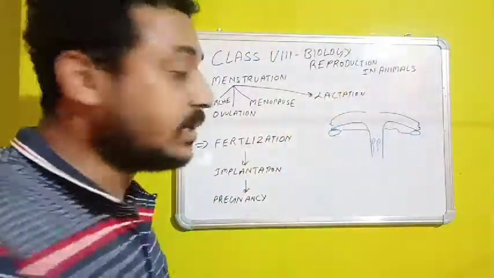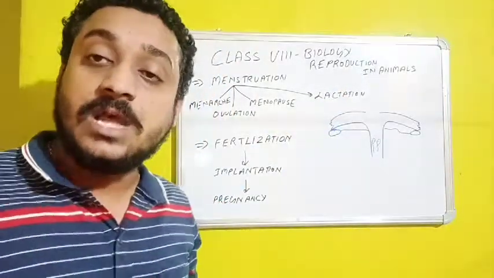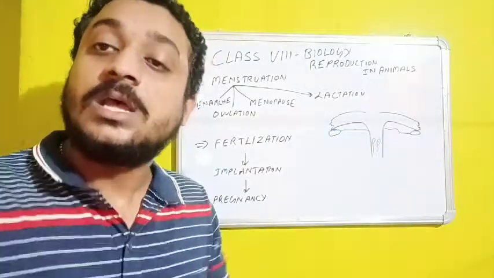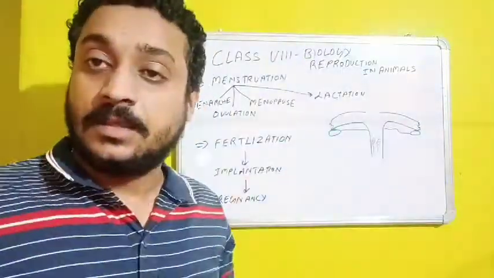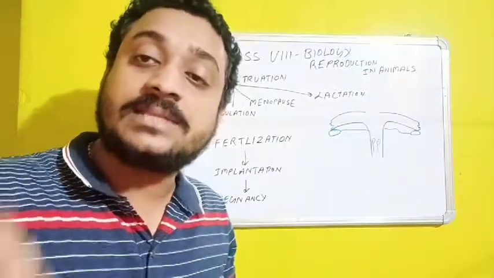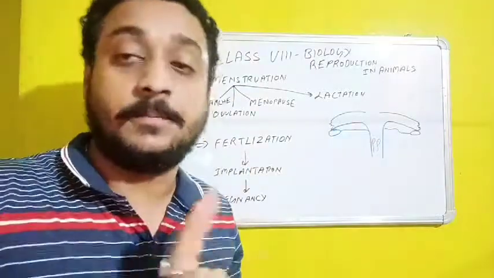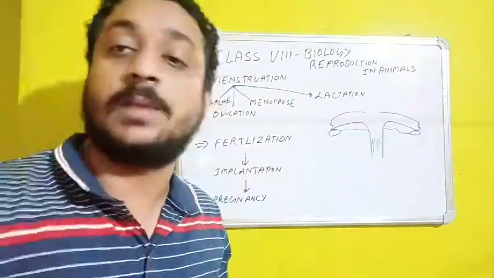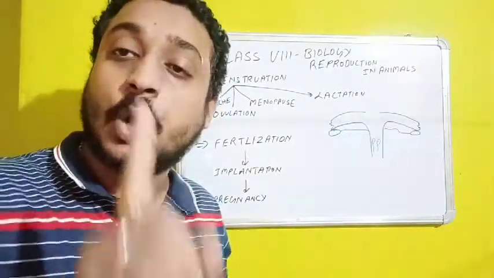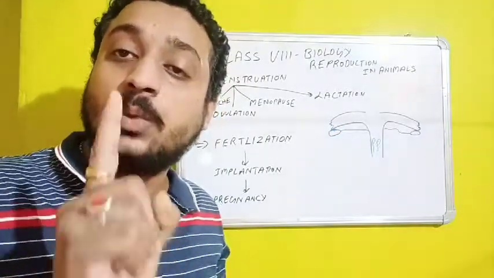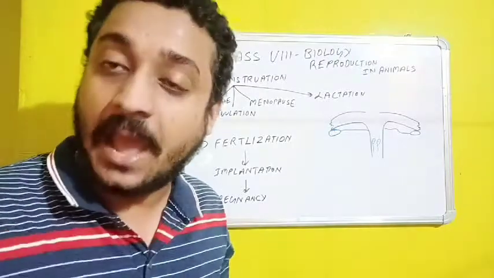Then lactation. What is lactation? Lactation means that if the lady is pregnant and after 9 months she delivers the baby, at that time the mammary glands, that is the breast, will start secreting milk for the baby. The baby will drink the mother's milk. That is lactation. It is only possible when the lady is pregnant, and lactation occurs when the delivery happens.